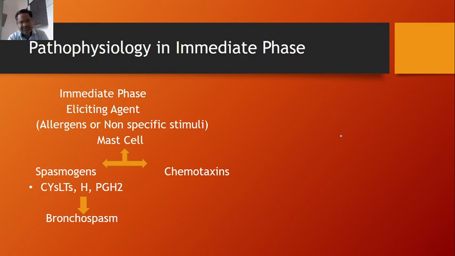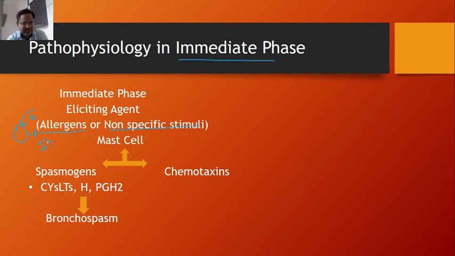Now we'll move toward the pathophysiology of asthma. It is divided into two phases, the immediate phase and the late phase. In the immediate phase, there is an eliciting agent, which may be an allergen or a non-specific stimulus. An allergen is a substance which causes allergy, maybe pollen grain, dust, some particles or perfumes, as some people are allergic to these. This allergen binds to the mast cell as an antigen, and due to that it produces antibodies. The antibodies produced are IgE.